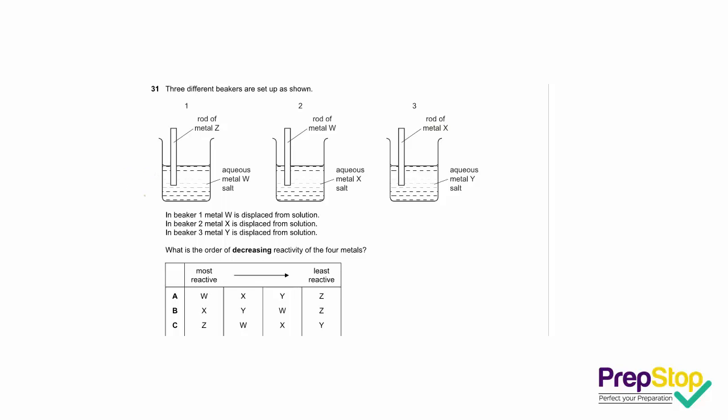The information given is in beaker 1 metal W is displaced from solution, so this means that Z is more reactive than W. In beaker 2 metal X is displaced from solution. This means that W is more reactive than X. In beaker 3 metal Y is displaced from the solution. This means that X is more reactive than metal Y.